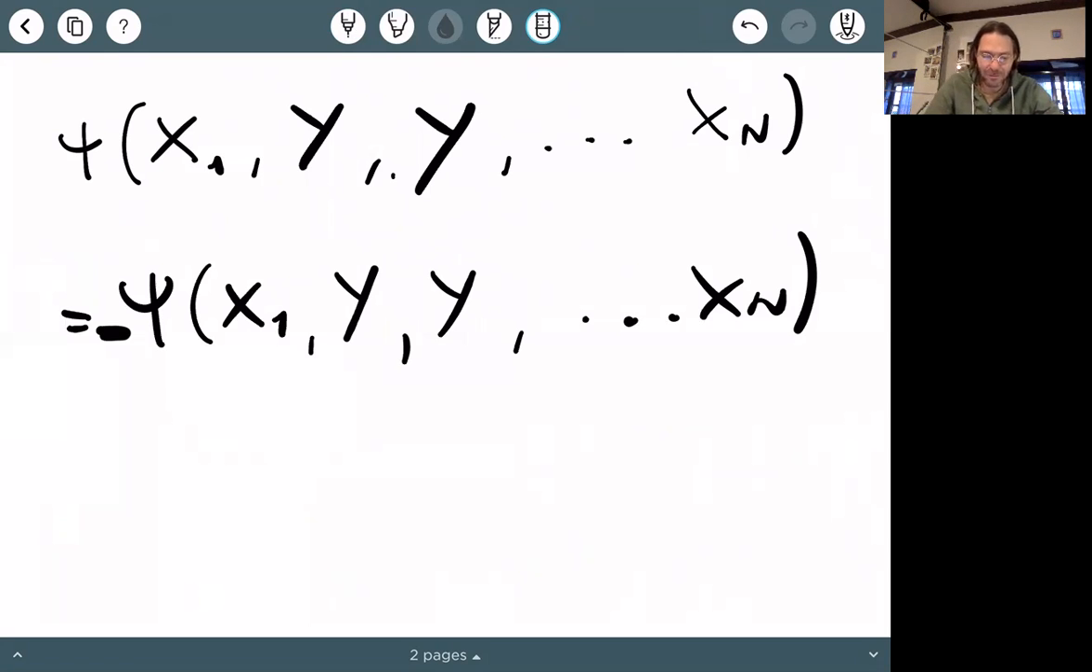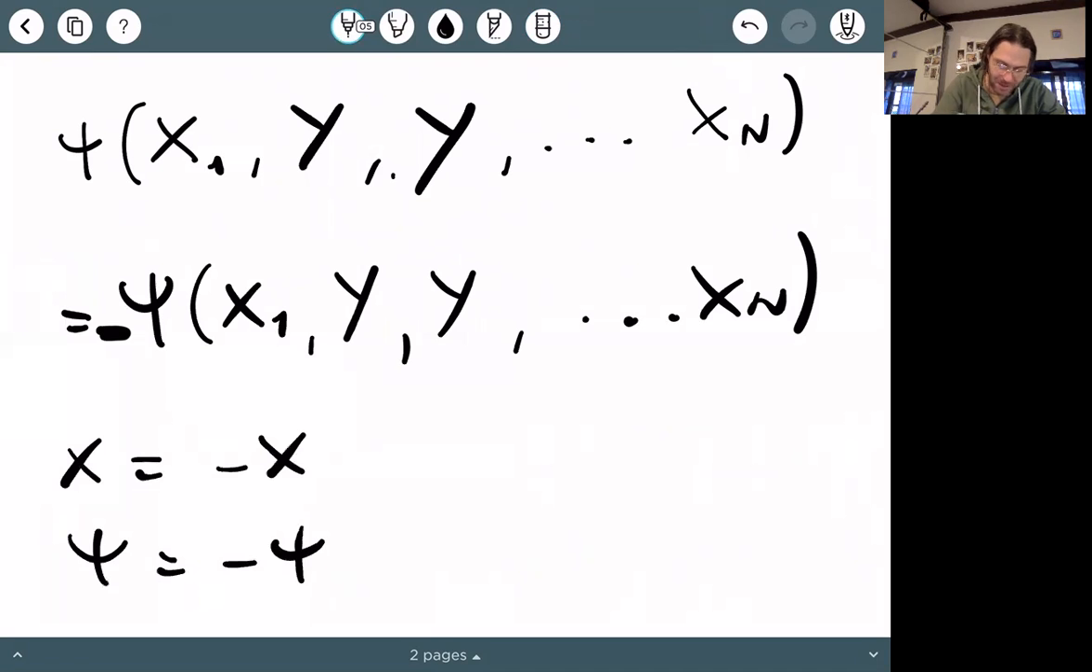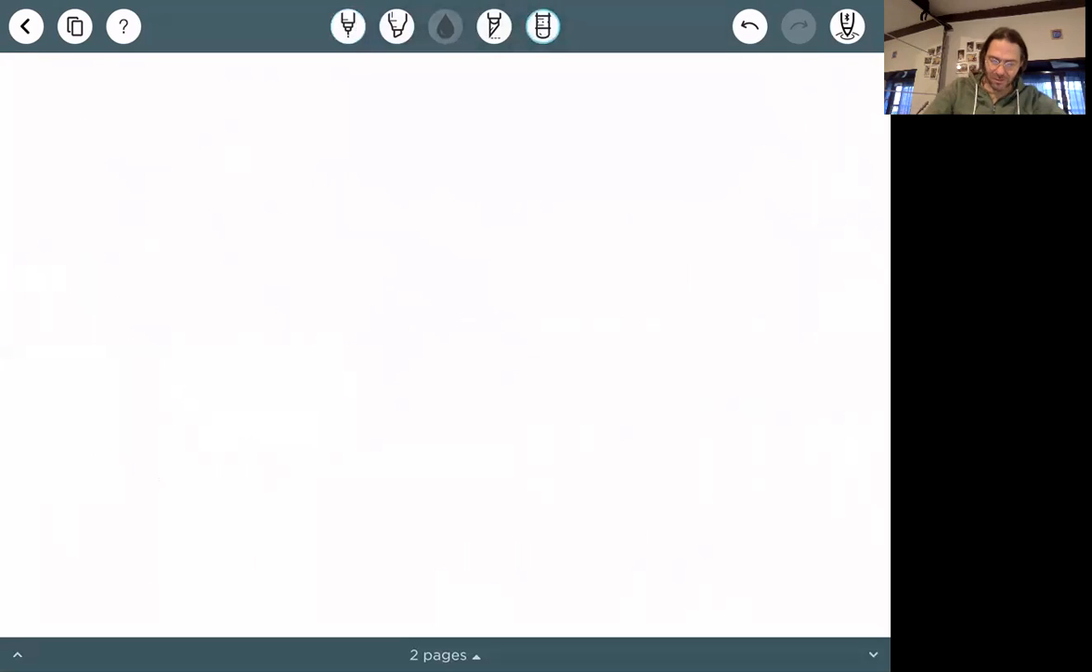So the only solution to the equation x is equal to minus x, or psi is equal to minus psi in this case, is psi is equal to 0. For any psi different from 0, you cannot be the negative of yourself. So the wave function cannot, if you have a system of fermions, two fermions can never be found in the same quantum state.